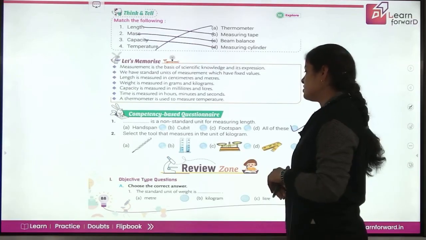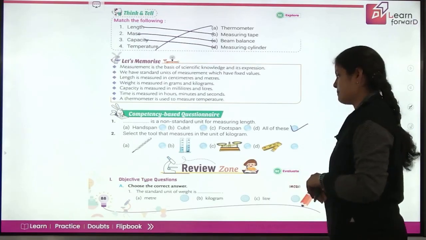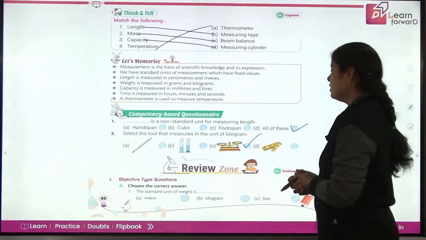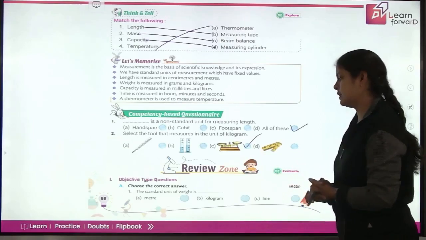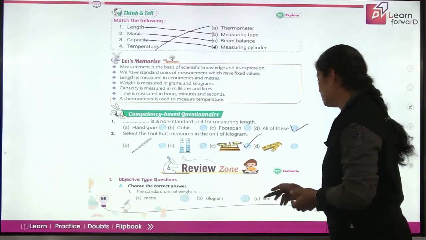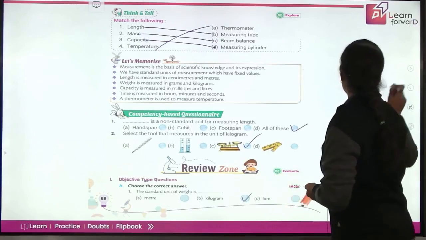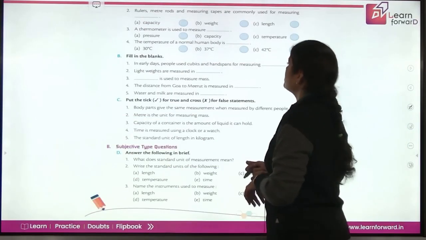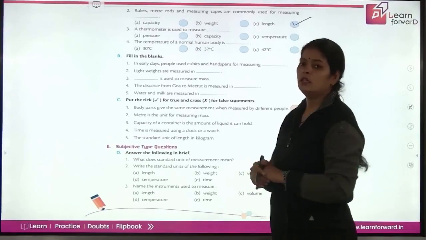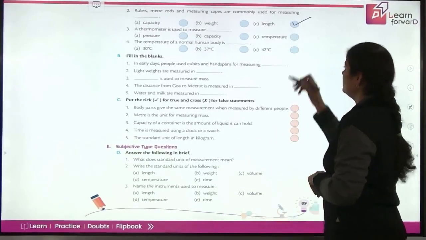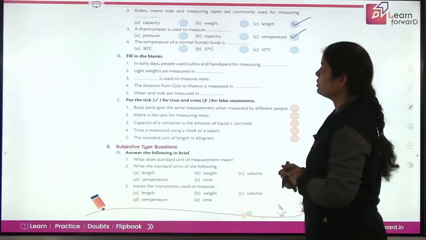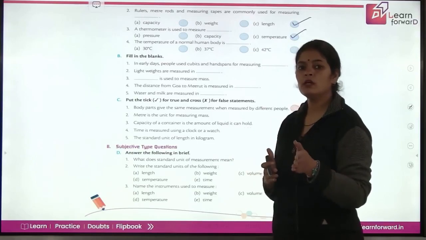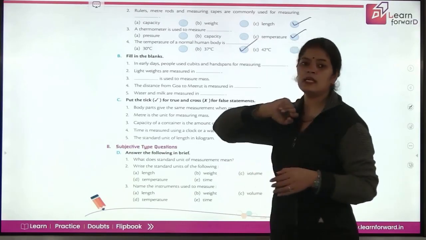Select the tool that measures in the unit of kilogram. This is what vendors generally use, okay? Now, objective question, choose the correct answer. The standard unit of weight is kilogram, kg. Rulers, meter rods and measuring tapes are commonly used for measuring length. A thermometer is used to measure temperature. The temperature of a normal human body is the same as the normal room temperature, so it is 37 degree Celsius.